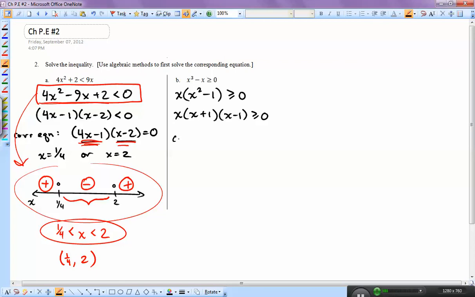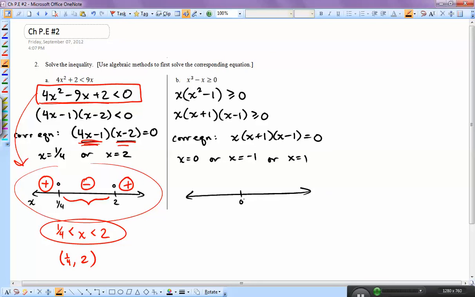And so then my corresponding equation is going to be the same exact thing I just wrote, but equals 0 instead of greater than or equal to 0. Okay, so now let's solve that. So x is 0, or x is negative 1, or x is 1. So we can make our chart. Here's 0, here's 1, here's negative 1. When I plug those into, say, my factored form, we know those give me 0. Okay, so now let's plug in numbers, in between and on the ends.